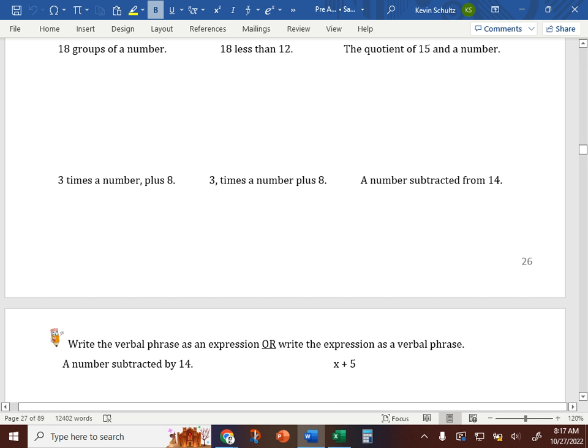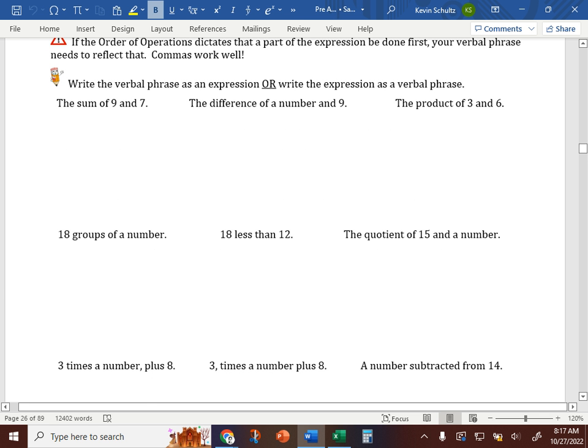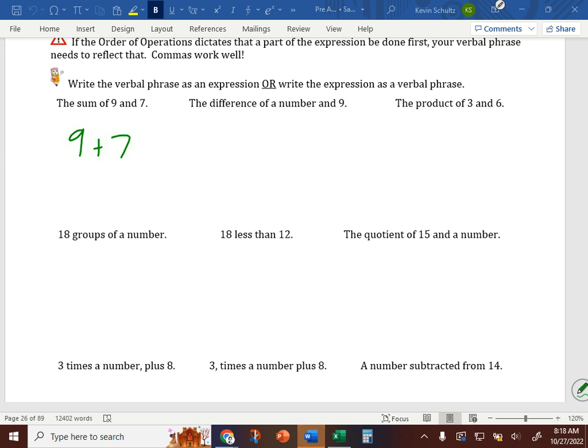Okay. So let's look at the sum of 9 and 7. 9 plus 7. Do we need to solve it? No, we don't. Remember, an expression, there is no equal sign. This is a mathematical statement. Now, if you wanted to, could you put equal 16? Sure, you could. But the expression, the sum of 9 and 7, is just 9 plus 7. That's what it's telling you to do.